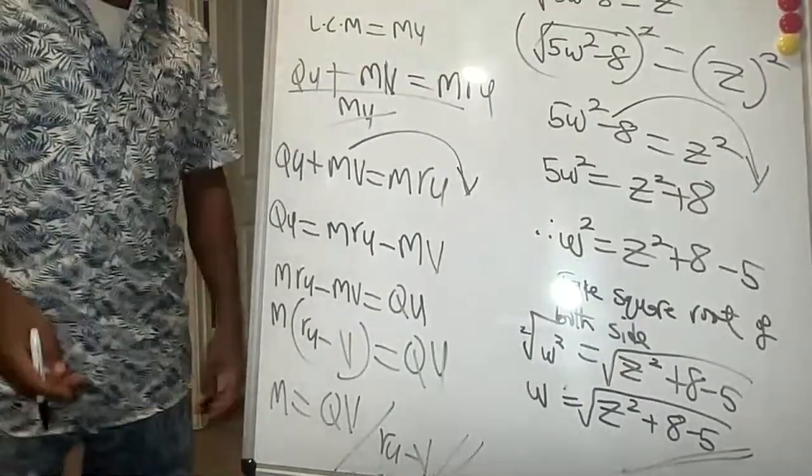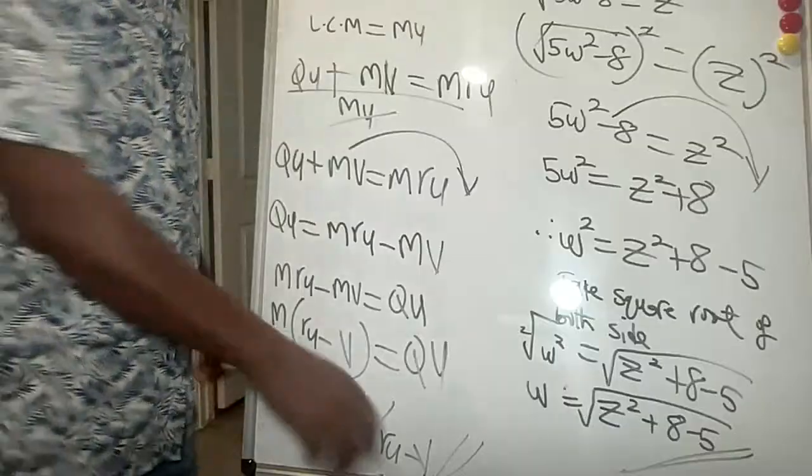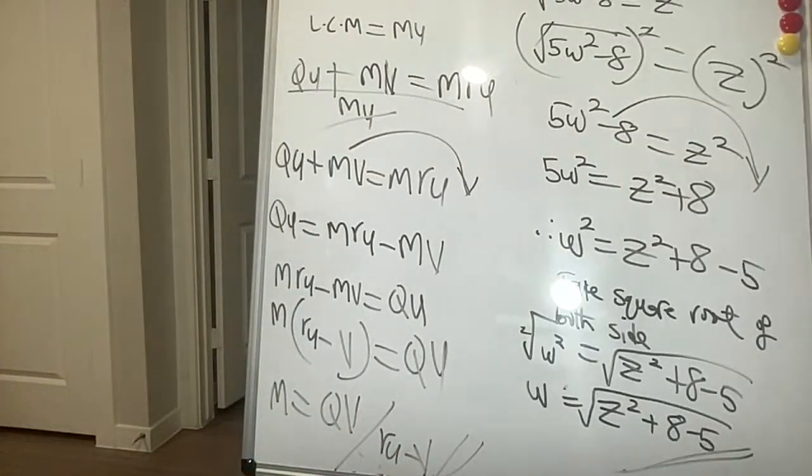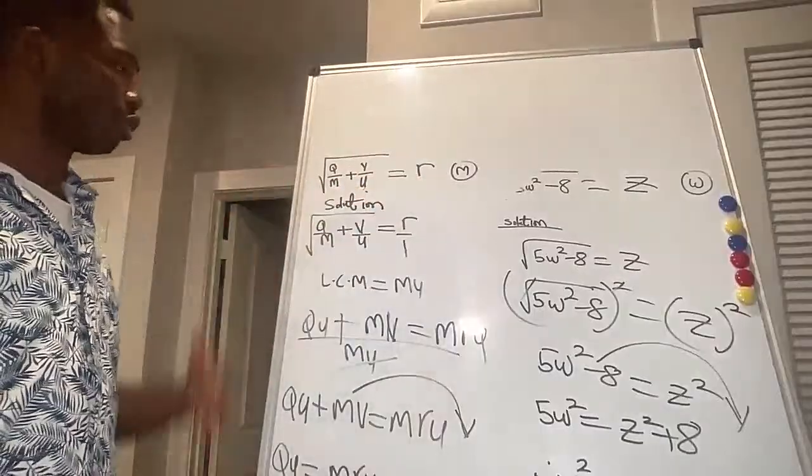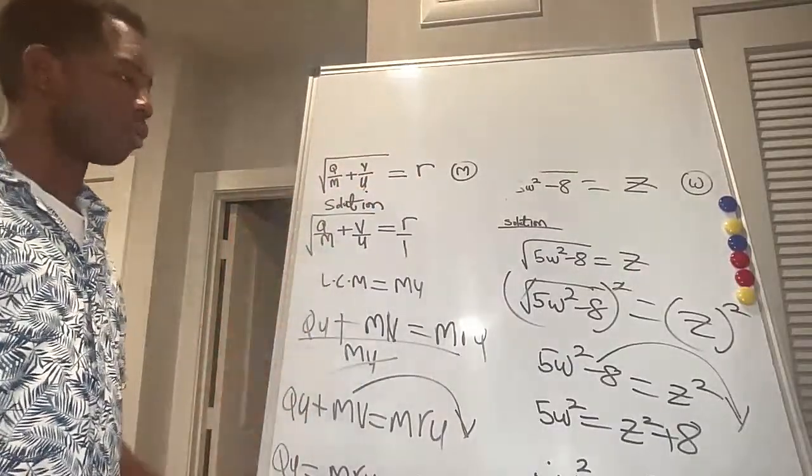M is now the subject of this equation. M is now the subject of what? Of that equation. So that is how to make M subject of this equation. Pretty very simple and straightforward.